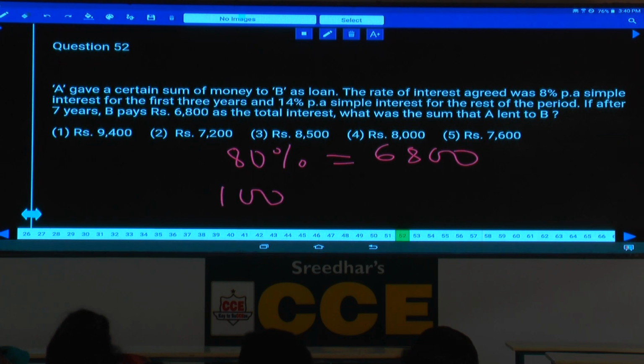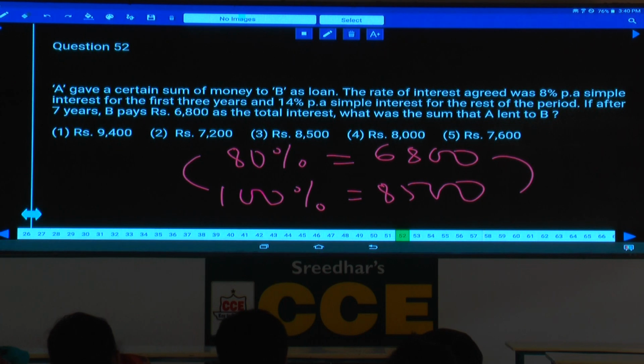The sum lent to B is 100%. How much do you need to add? 20%, which is 1/4. Half and half: what is half of 6,800? 3,400. Again half, 1,700. Add 1,700 to get 8,500. We are adding 1/4.